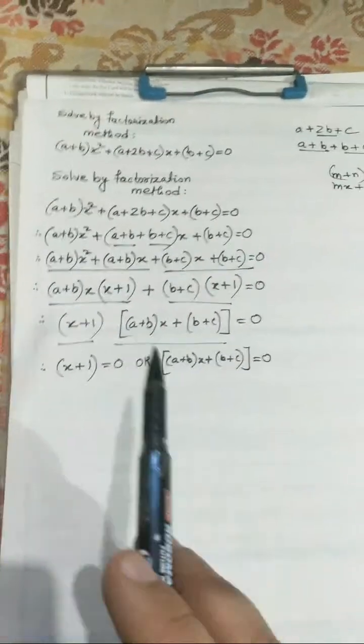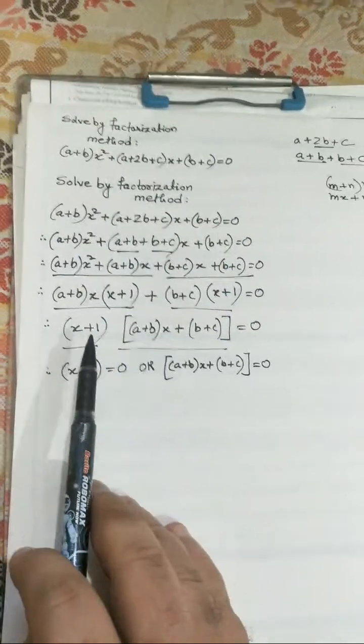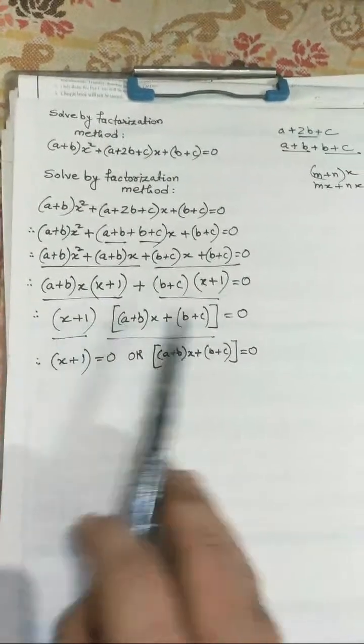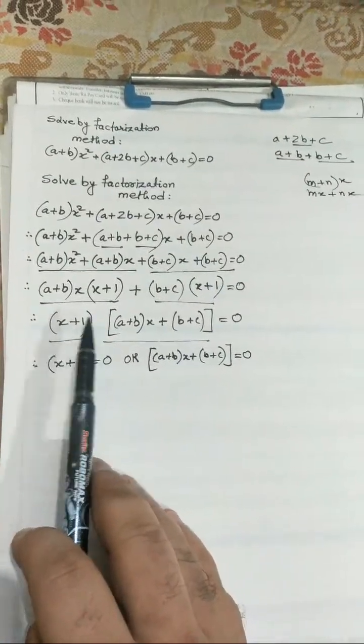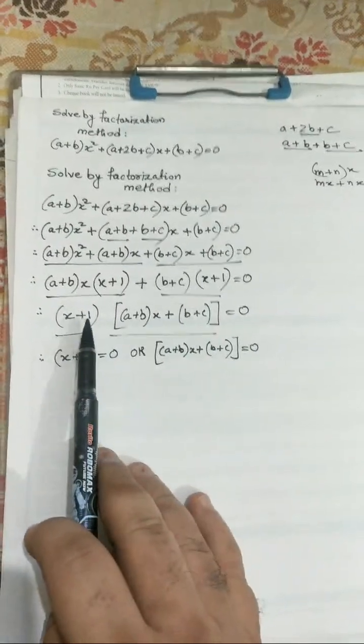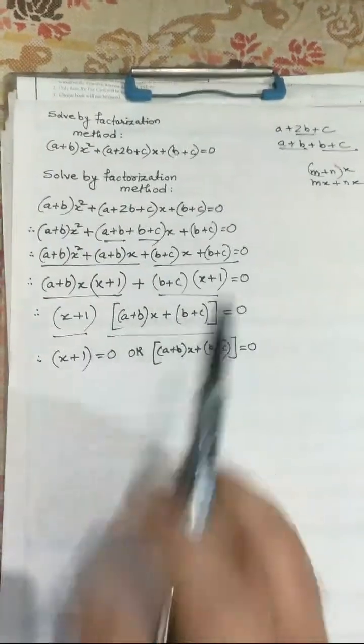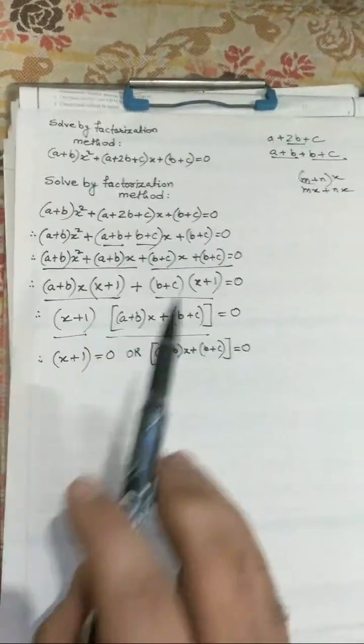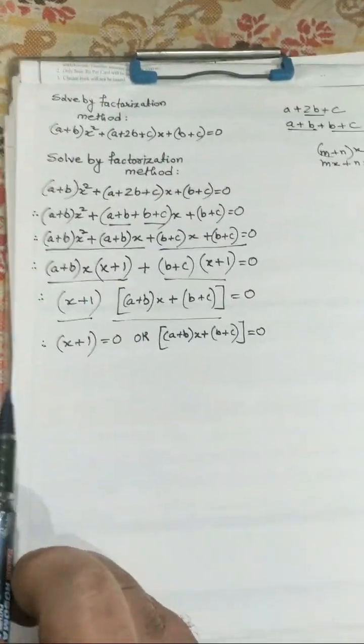This is the established rule in mathematics: when the product of two terms is 0, meaning this is in multiplication and this is the product equal to 0, you can say that either the first term is equal to 0 or the second term is equal to 0.